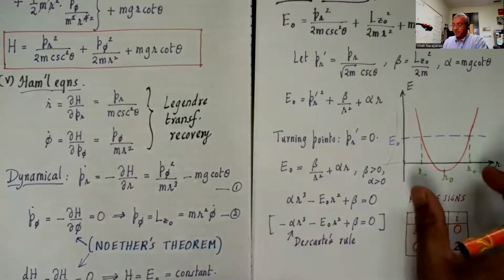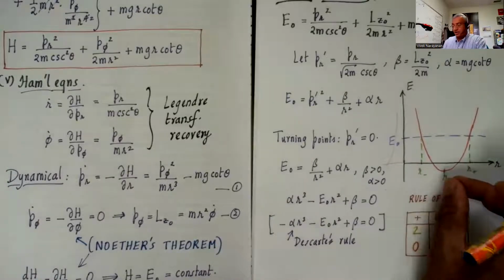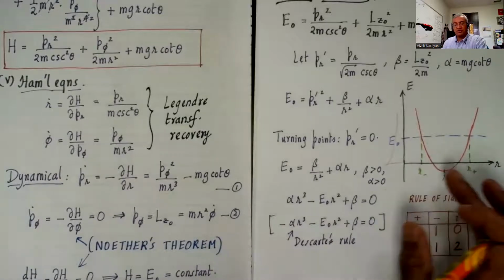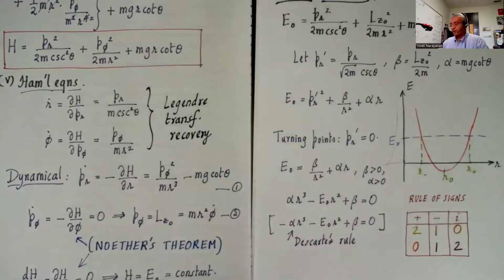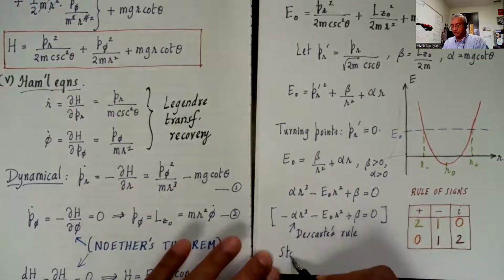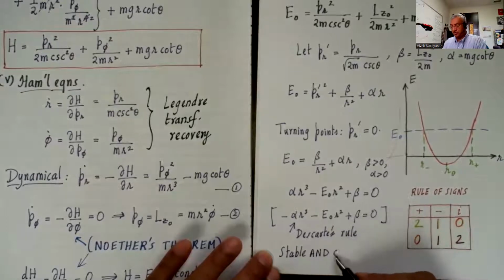Now, what happens when R minus and R plus coincide? It's still 2 roots, except it's a double root. So this captures all the 3 important things we have. And so we have actually shown that stable orbits exist. We've shown that stable and circular orbits exist.